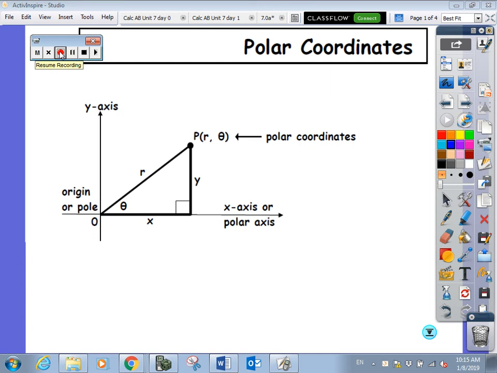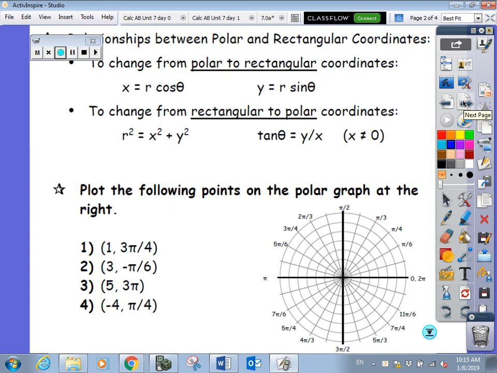Polar is just a different way to represent a point, okay? A polar graph looks a little bit different. If you look at this graph right here on your notes, that's a polar graph. You will never have to recreate that graph, okay? If we ask you to graph something or plot something, we will give you that graph. Kind of like the inverse sine and cosine, we gave you that coordinate plane. You will be given this graph right here.